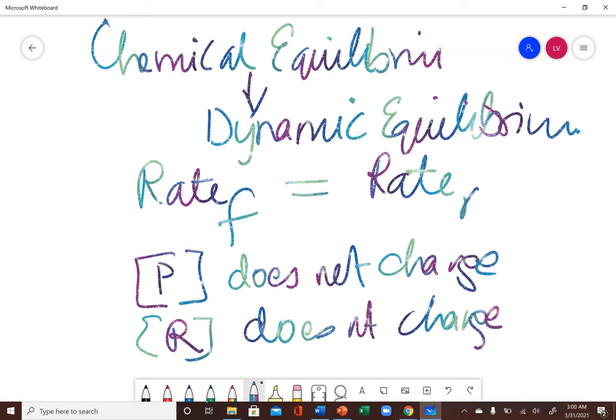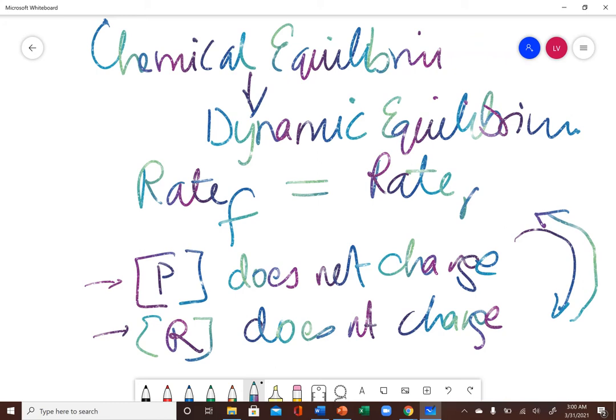So some product molecules tend to break down to form reactants. The same number of reactant molecules turn into products, and therefore there is no net change in the concentration of the products or the reactants. The rate is not zero. The processes are still happening. They just happen at the exact same rate.